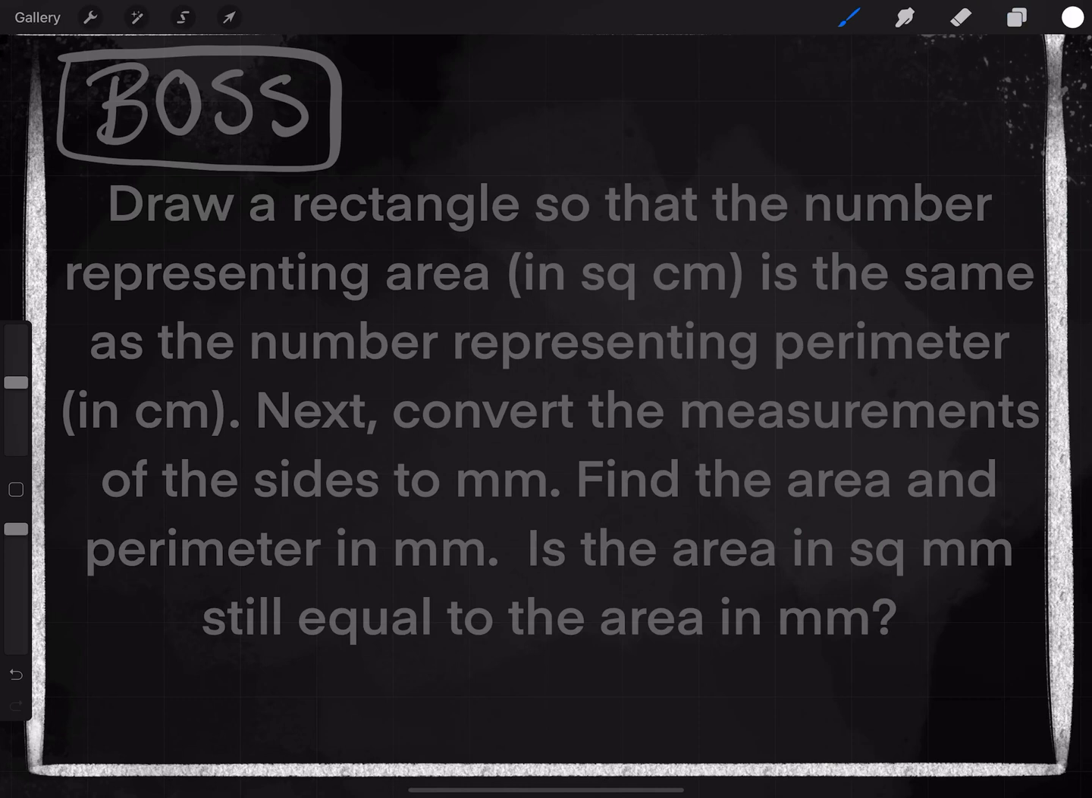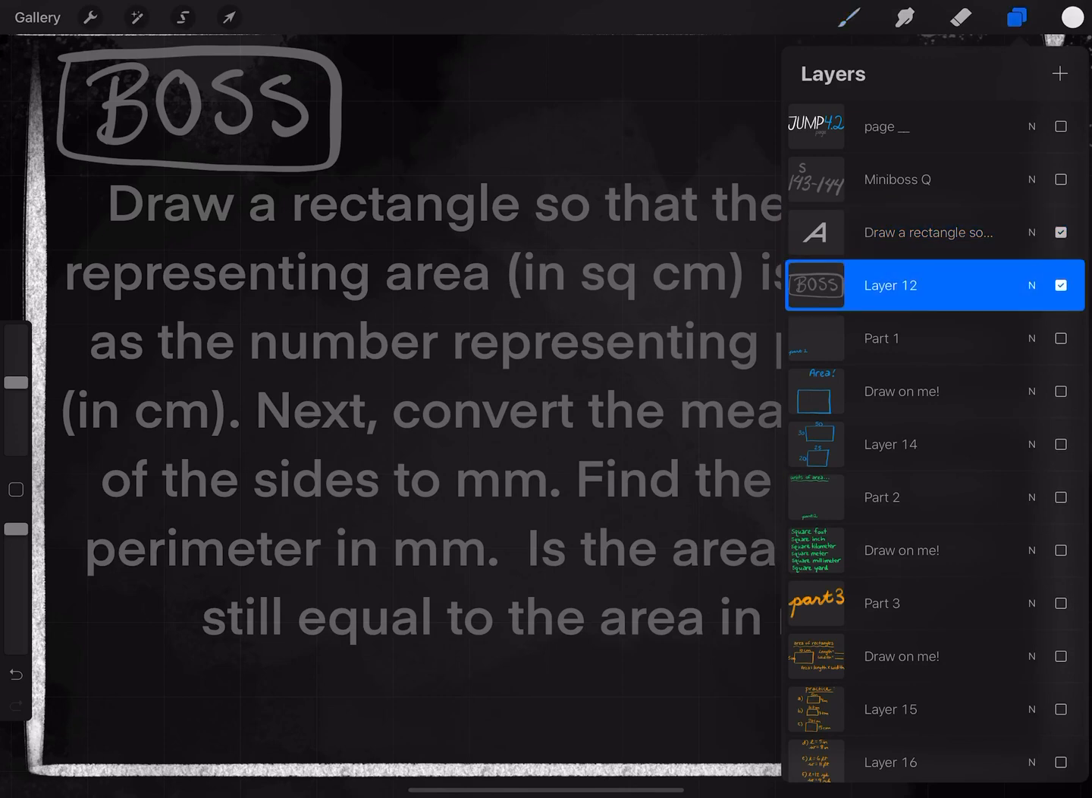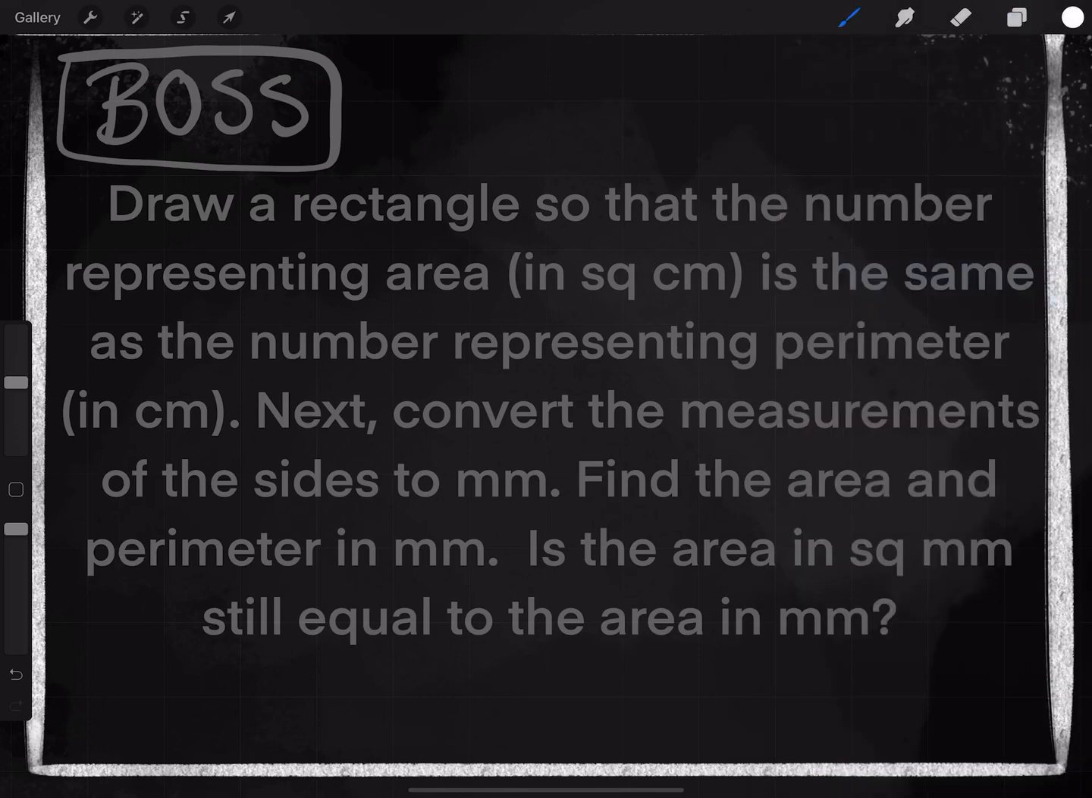Can I write on this? Perimeter should be equal to the perimeter in millimeters. Well, if it's still equal. It doesn't mean to say is the area still equal to the area. That would be a given. Oops.